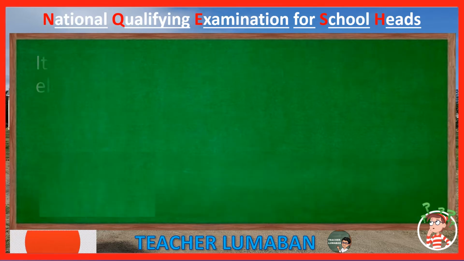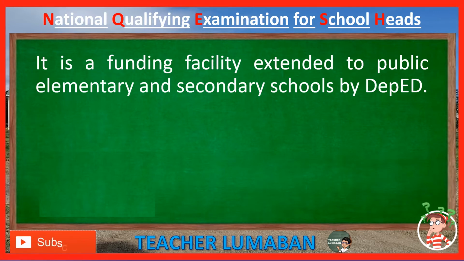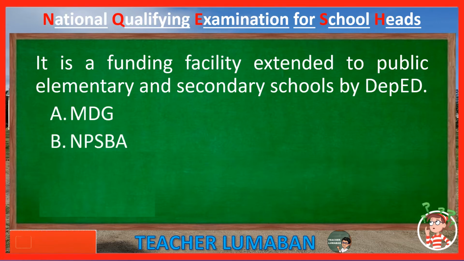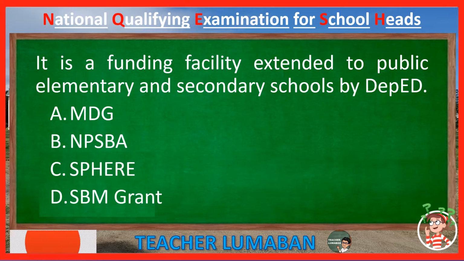It is a funding facility extended to public elementary and secondary schools by the Department of Education. Letter A, MDG. Letter B, ENSPA. Letter C, SPHERE. Letter D, SBM grant. Choose the suitable answer based on the given choices in 5 seconds.